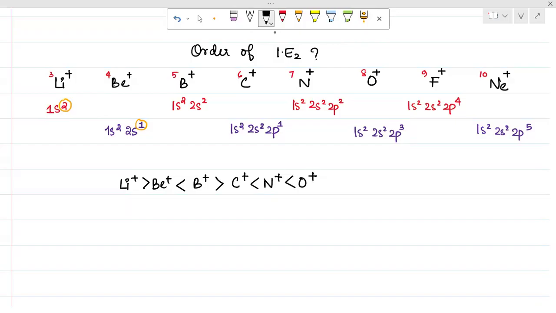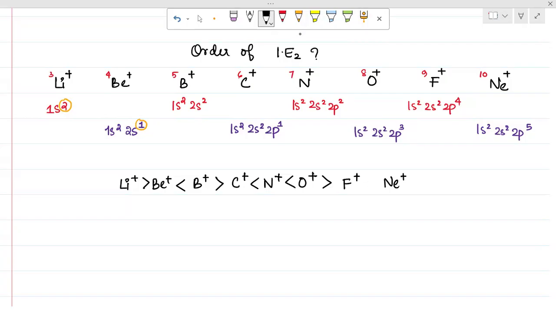Correct. Next you have F plus. So you have P3 half filled configuration here and you have P4 over here. Half filled configuration will of course get more priority. And last one is Ne plus. No noble gas configuration, penetrations are the same. Configurations are not half or full.